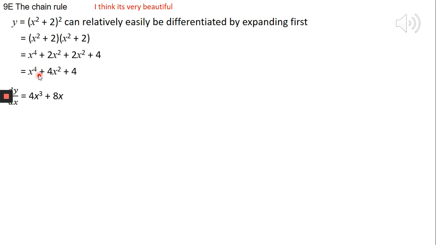So dy by dx, put that in front, lose 1, times those two, lose that one, is that. Nice and easy. Say we wanted to differentiate y equals x cubed minus 1 all to the power of 23. We can't expand that out, can we? So we've got to come up with another method, and I'm sure you're thinking, I bet it's the chain rule. It is indeed the chain rule.